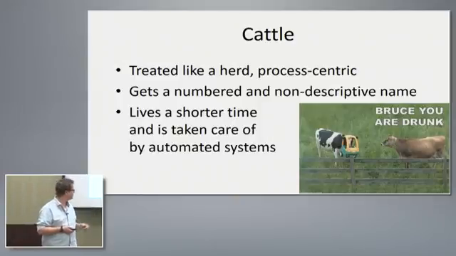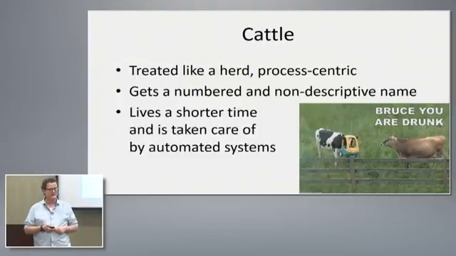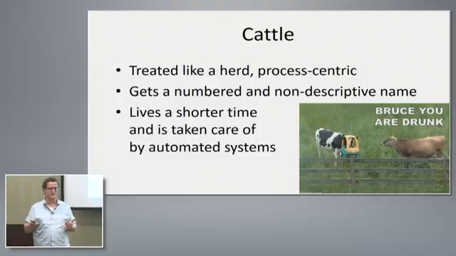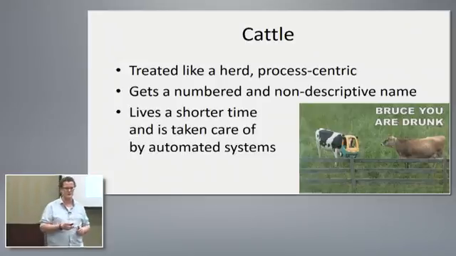This guy's actually drunk, maybe. I'm not sure. But cattle is very process-centric, right? It's not based on an individual, it's just a process. You have cattle, and they'll either give meat or milk, and you have your whole process pretty much standardized for the outcome. So it's not the thing itself you're interested in, it's the outcome of the thing you're interested in. It lives for a shorter amount of time, and it's taken care of by automated systems.